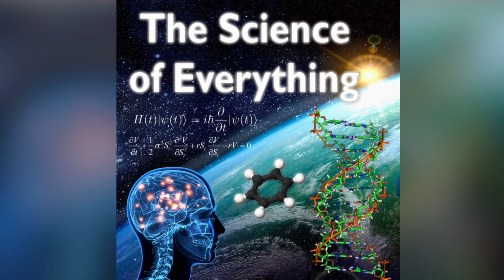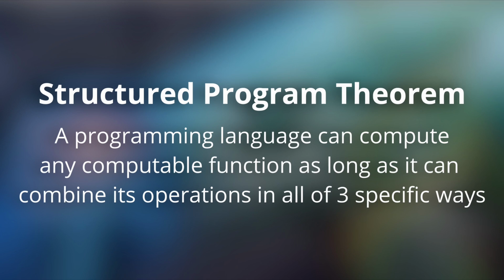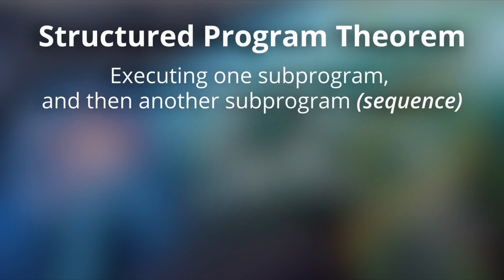There's another theorem from computer science called the structured program theorem. It was proved in the 60s. We won't go through the details of that, but the point of it is that the structured program theorem proves that a programming language can compute any computable function as long as it can combine together its operations in all of three specific ways. These are called control structures. So 3 ways that it needs to be able to use in order to be Turing complete are, first, sequential operation. That is, it executes one operation and then it executes another.